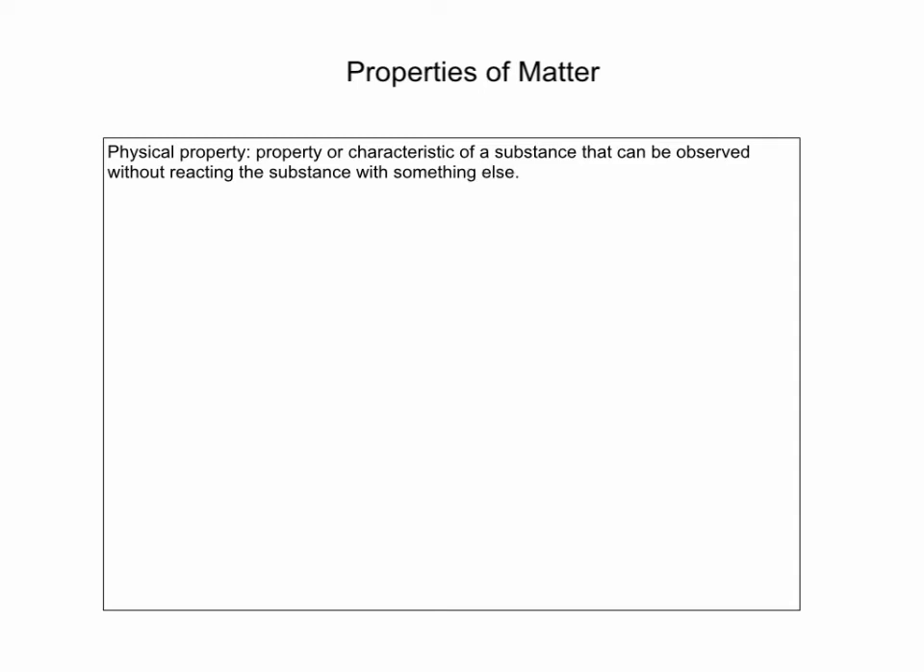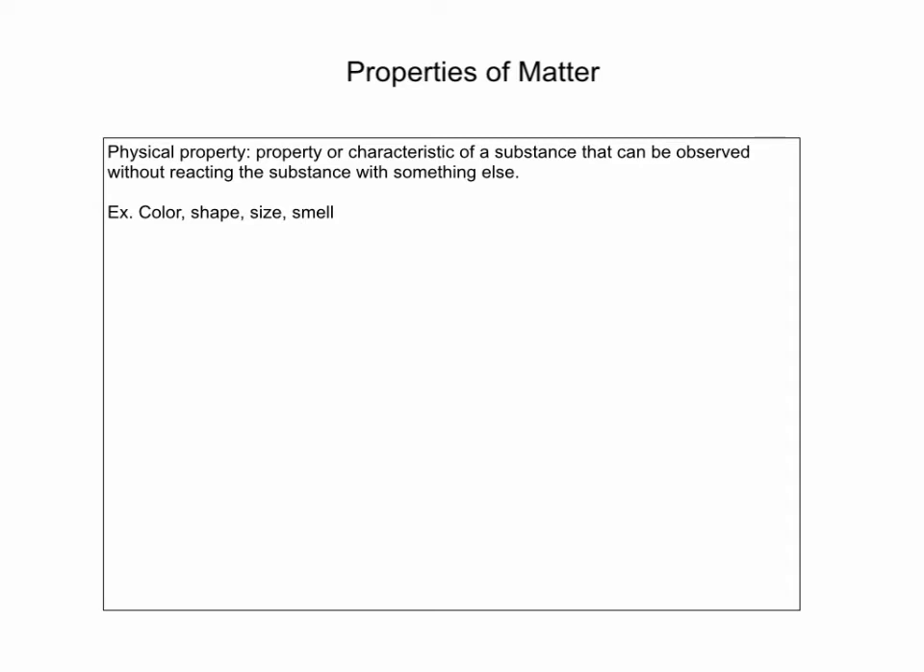Examples of this type of property include color, shape, size, smell. These are all things that you can observe without actually reacting or changing the substance.